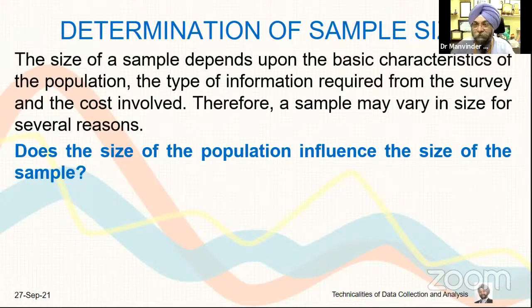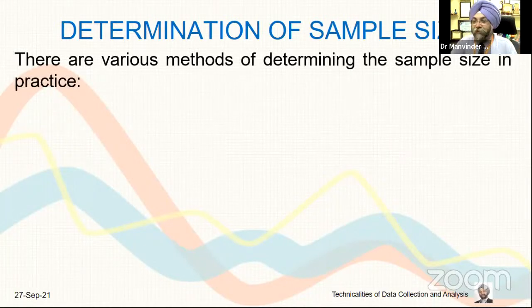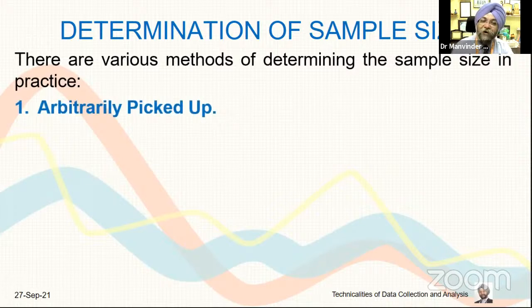Okay, so we will be doing this. Now there are certain methods of determining the sample. The first one is arbitrary pick-up. Researchers may decide the sample size on their own and start doing the research. But if you go with arbitrary, it will question the accuracy of the result, so it should be avoided totally.